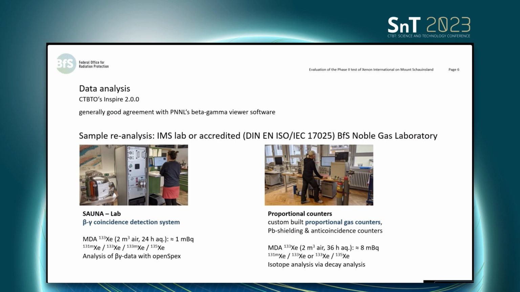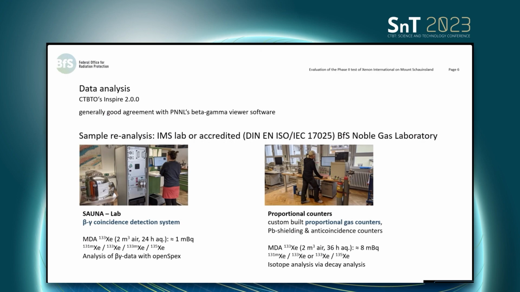Okay, so to the methodology: all the data I'm showing here was analyzed with Inspire 2.00 from CTBTO, and we did some double checks. The results agree pretty well with the beta-gamma viewer software that's provided by PNNL. Samples were reanalyzed either in one of the official IMS laboratories or on site in Freiburg. We also have a noble gas laboratory that's accredited according to 17025. And here we have a SAUNA lab system, where we can do a reanalysis of all 4 isotopes.